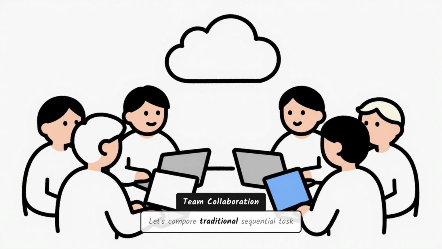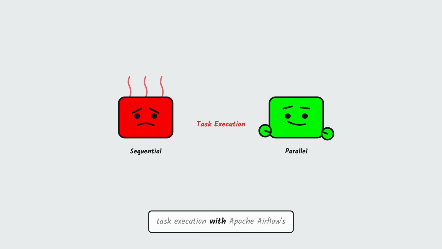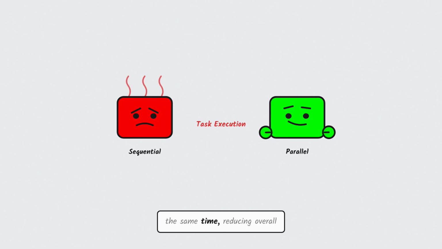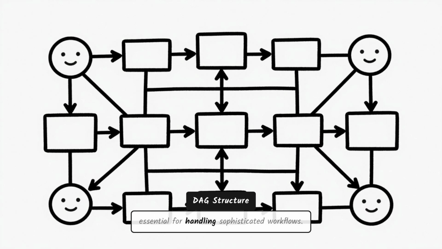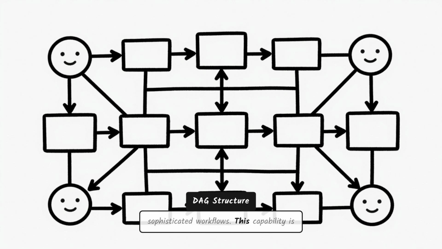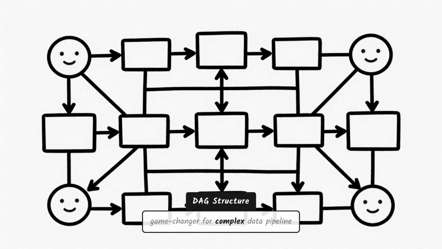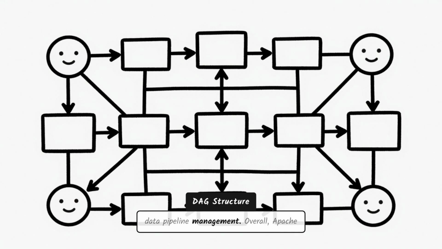Let's compare traditional sequential task execution with Apache Airflow's parallel execution. The latter allows multiple tasks to run at the same time, reducing overall time significantly. Airflow's DAG structure allows for complex dependencies, which is essential for handling sophisticated workflows. This capability is a game changer for complex data pipeline management.